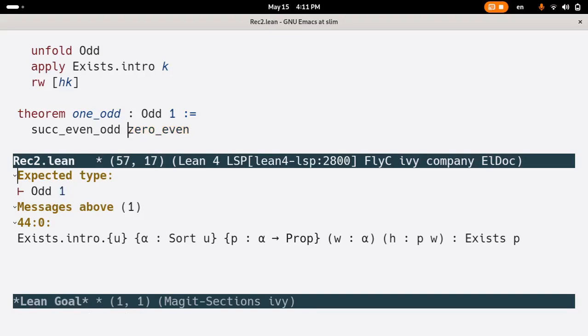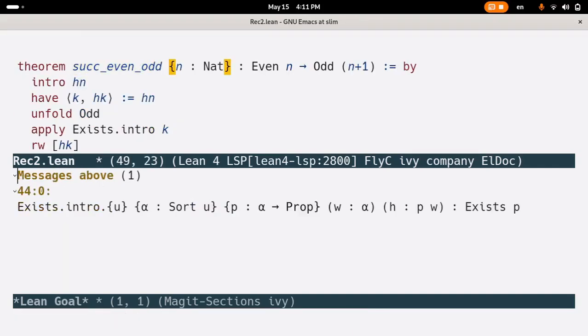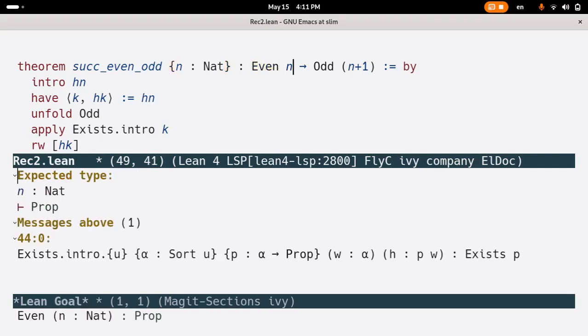Observe that we did not give the value of n to successor of even number is an odd number. The reason is because we put the parameter n within curly braces, which tells Lean that it can figure out n automatically from the proof even n.